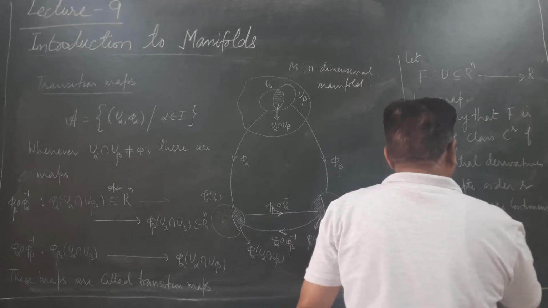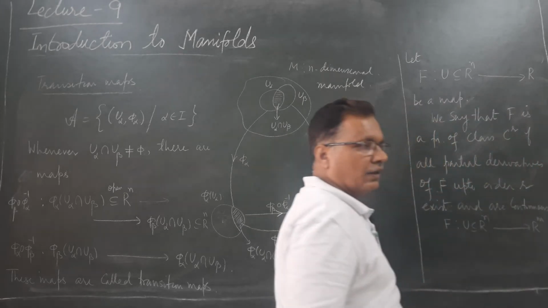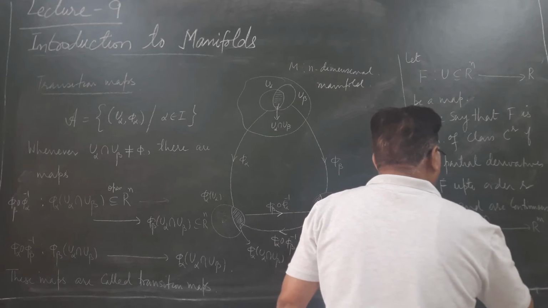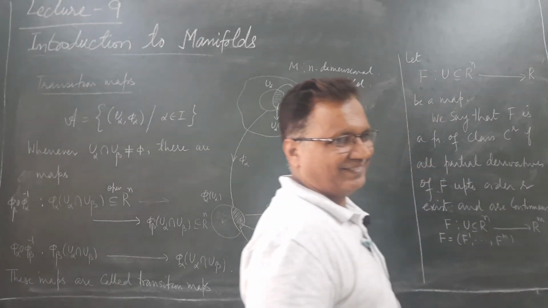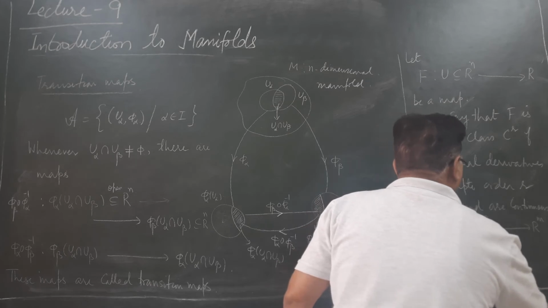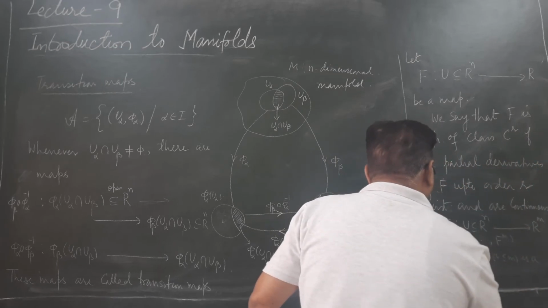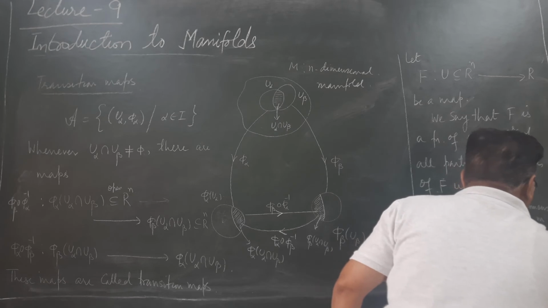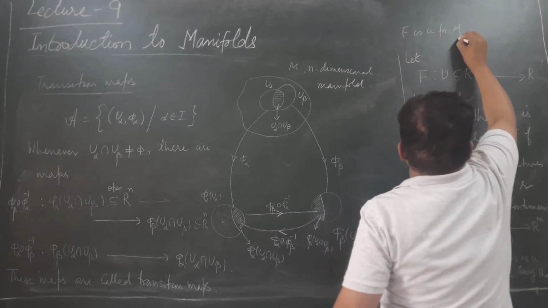Now I consider a function F from U of Rn into Rm. In this situation you have seen that F has components f1, f2, f3, up to fm, where each component is a function from U to R. Now if each fi, with i running between 1 and m, is a function of class C^r, we say that capital F is a function of class C^r.